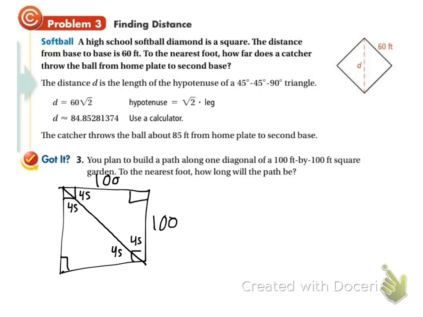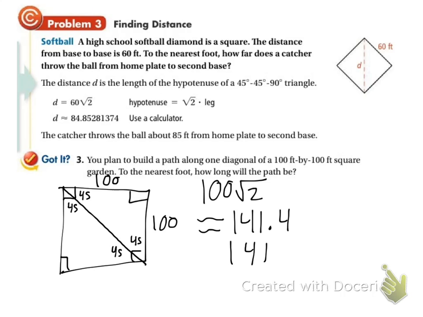So we remember, to get to the hypotenuse, we take our side, and we put a square root of 2 with it. They want to know to the nearest foot. So on your calculator, you can do 100 times the square root of 2, and you get approximately 141.4. So we're going to round that to be 141 feet.